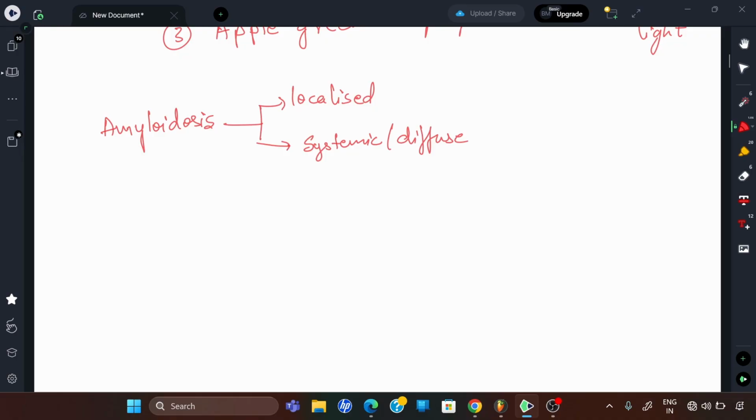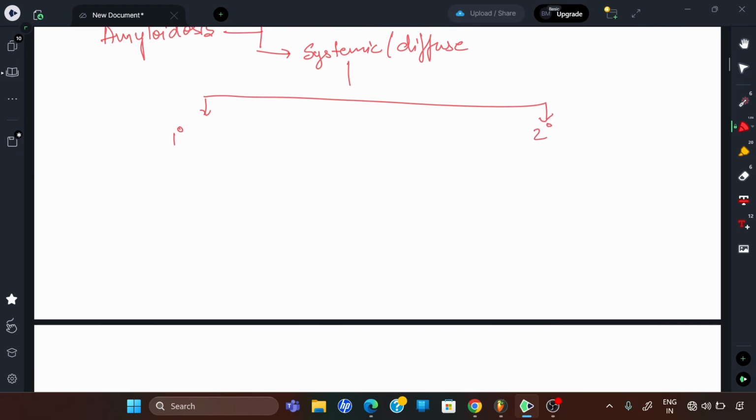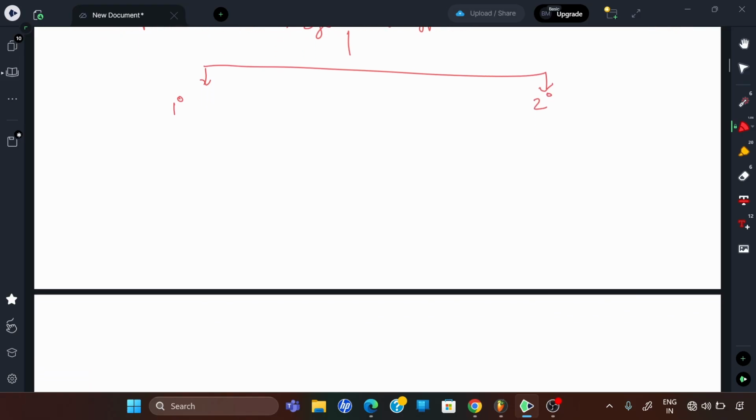Now we will be discussing localized amyloidosis afterwards. First we will be discussing the systemic amyloidosis. So systemic amyloidosis can be classified further into primary systemic amyloidosis and secondary systemic amyloidosis, right? So first of all, coming to primary systemic amyloidosis, what we see here is the deposition of AL amyloid, wherein AL refers to amyloid light chain.